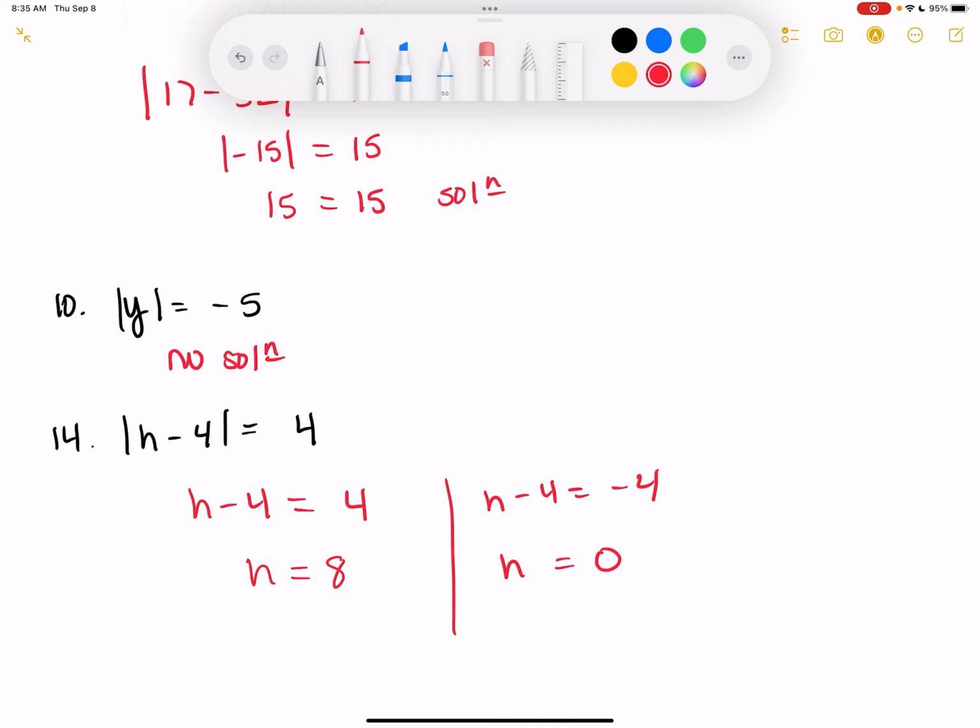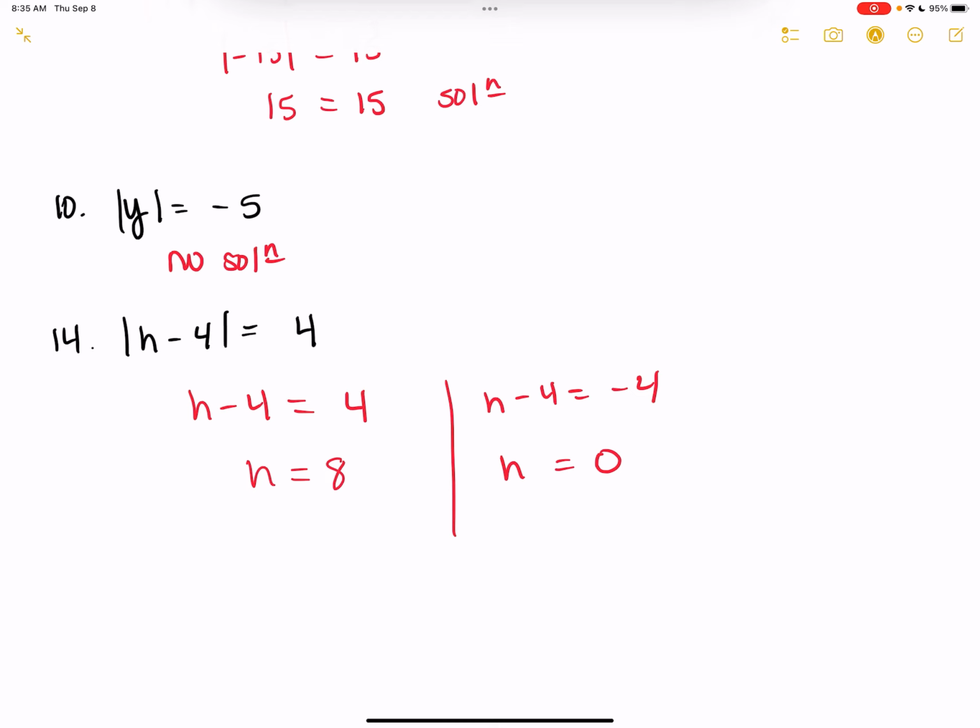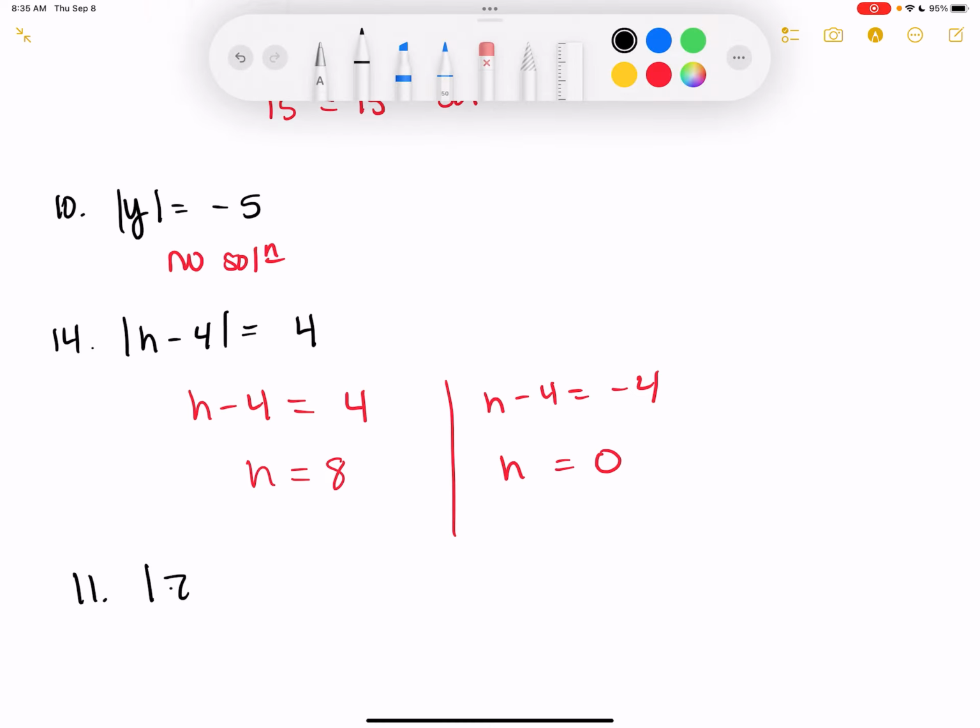So all of these ones, with the exception of the ones that are equal to a negative number, are going to have 2 solutions. I'm going to back up for just a second and look at this one. The absolute value of z is equal to 0. What would this one be? 0. Yeah, I just wanted to make sure we weren't confused with this one. It would still have a solution. It would just be 0.